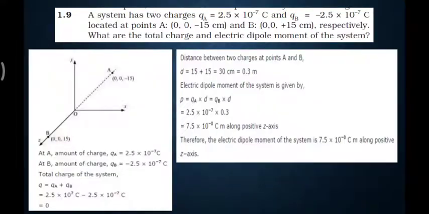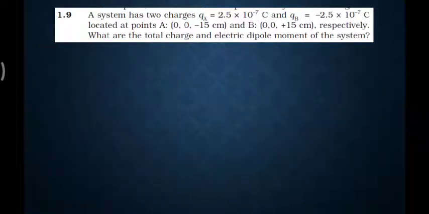Let us go for 1.9. A system has two charges QA and QB, respectively. You can see that they are located at coordinates minus 15 centimeter in Z and plus 15 centimeter in Z for the B particle respectively. So what we have to find are the total charge and the electric dipole of the system. So Q and P we have to find.